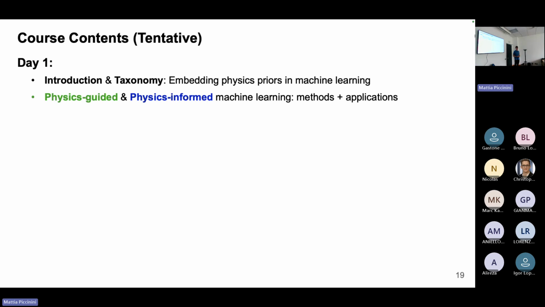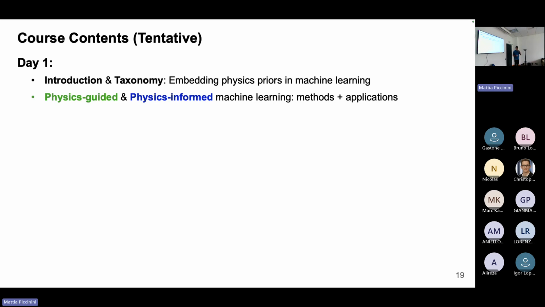So, we have a tentative course schedule. It's tentative because, of course, it depends on how much time we take for different chapters. But today we're going to look at some taxonomy to classify different approaches that try to embed physics priors in machine learning.